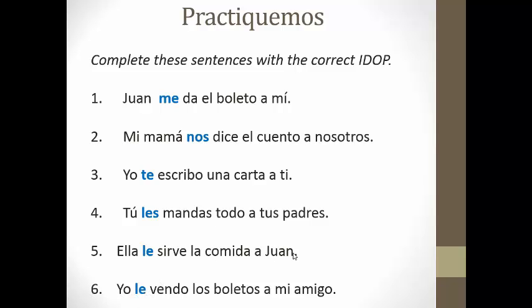Some of you may have picked up on a hint, an easy clue. Look here at these sentences. Do you see the word a in every sentence? A means to. So here's a trick for you. If you want to know what the IDOP is, look for a and then the word that comes after it, because that is your indirect object noun. And remember that your IDOP has to match your indirect object noun. So that may be a trick to help you do IDOPs pretty accurately and easily.